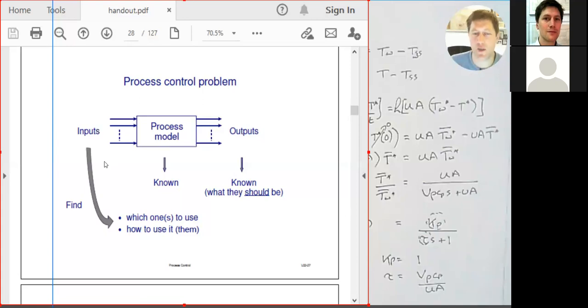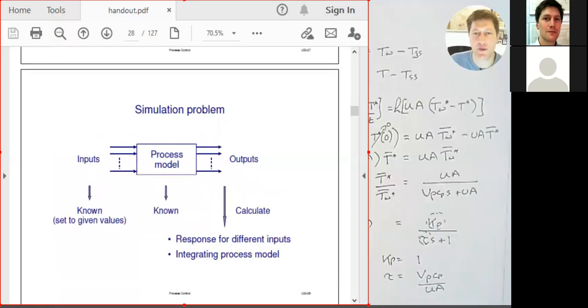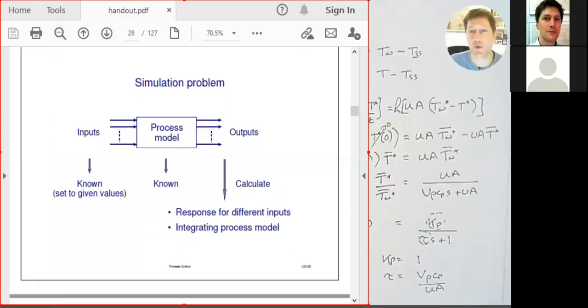And what we need to do is to cope with inputs. We need to accommodate unexpected changes in inputs due to external factors we're not controlling. And then we also need to decide which inputs we can use to help mitigate the change in other inputs. So that's what we're doing in process control. That's the sort of conception that we're dealing with. But there are two other problems or approaches that you'll encounter.